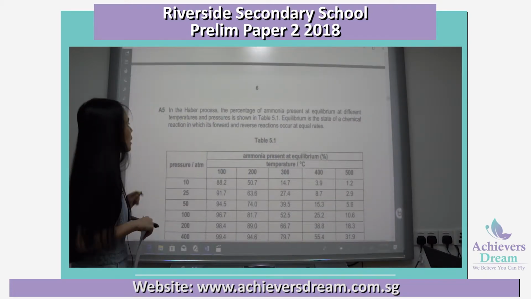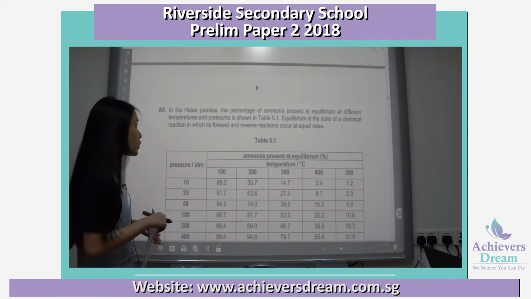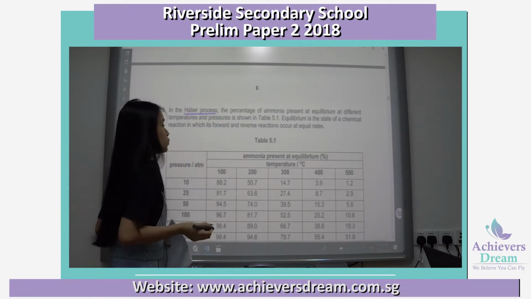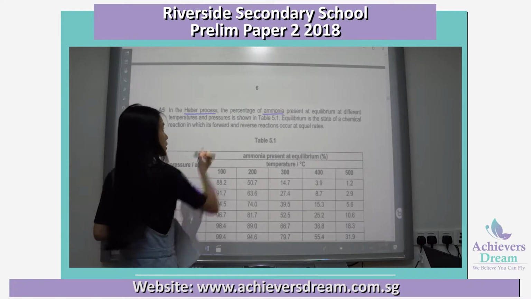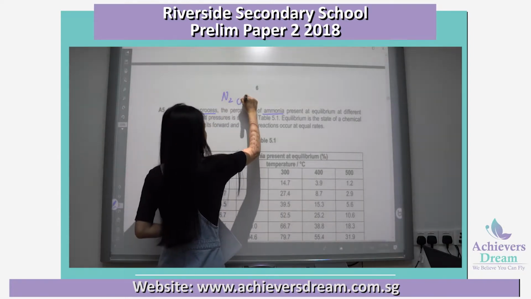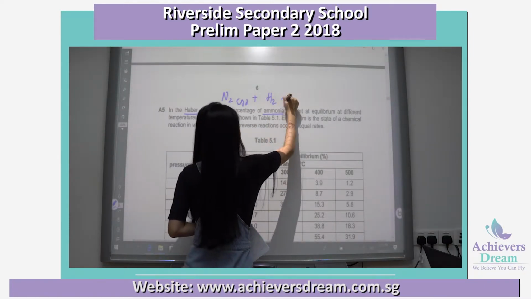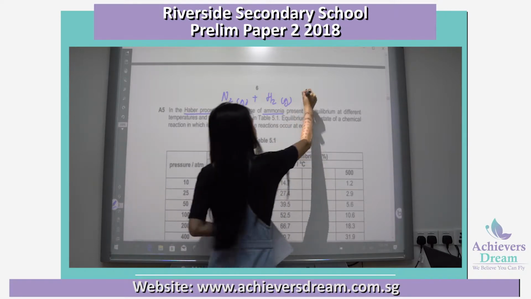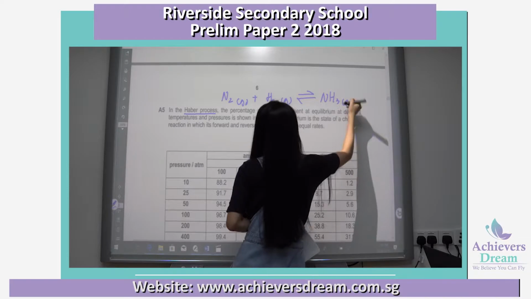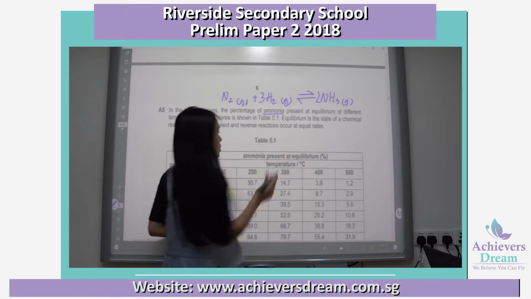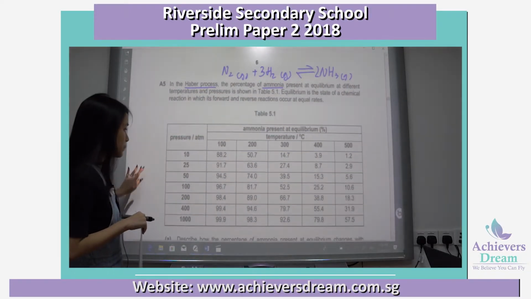Now let's take a look at question A5. So we have the Haber process here, which is used to manufacture ammonia. If you remember the chemical equation, N2 gas plus H2. Remember the Haber process is a reversible reaction, so we get your ammonia gas. To balance the equation, this will be it.